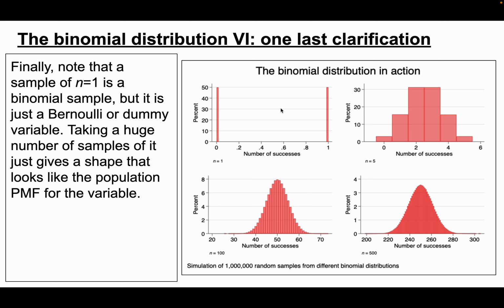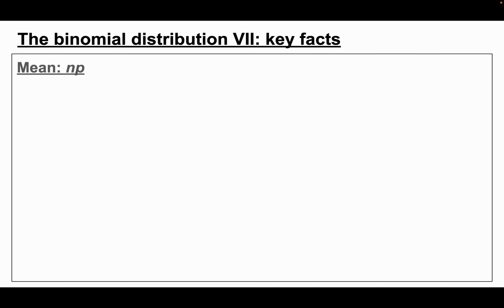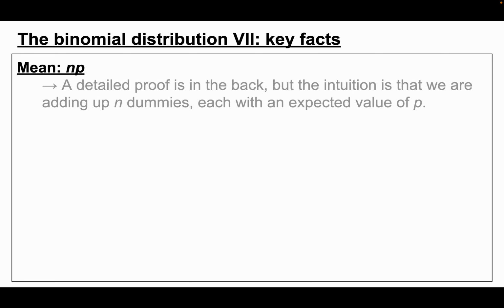If you have a bunch of observations on a dummy, consider them taken from a sample of however many you have, and then that means that they're drawn from one of these distributions. That might sound weird because it's like, how are you changing that? You just, conceptually, change what you're doing conceptually. But that's sort of the point: you want to more powerfully conceptualize this as being taken from one of these distributions here. And when you have these bigger samples, the probability mass function of possible counts k starts looking more normal. So here are some key facts about the binomial distribution.